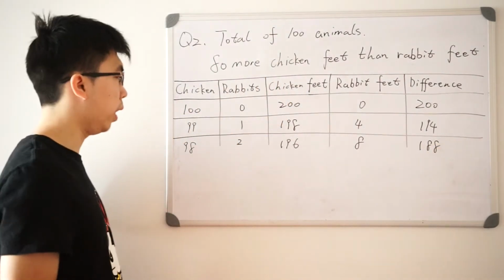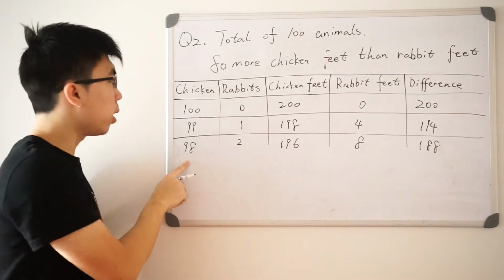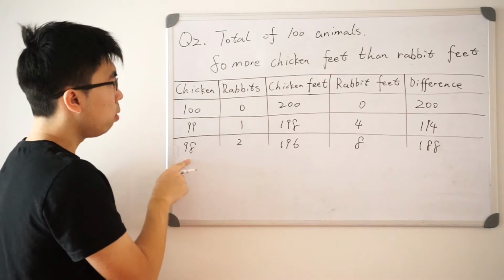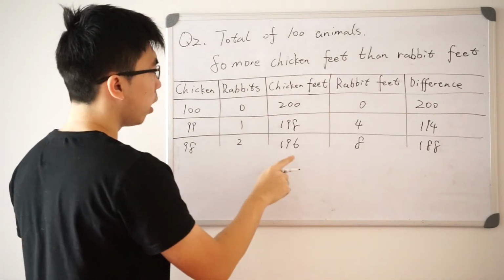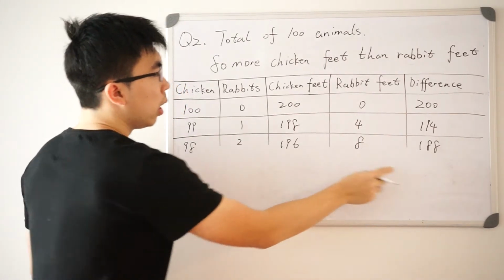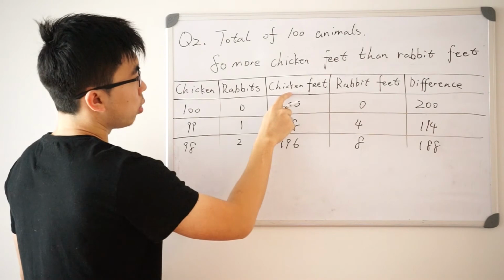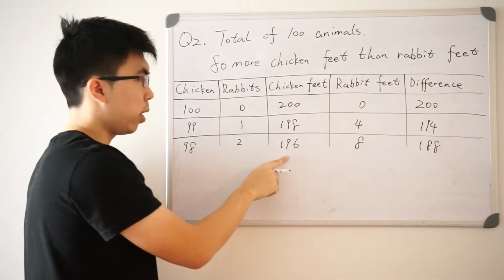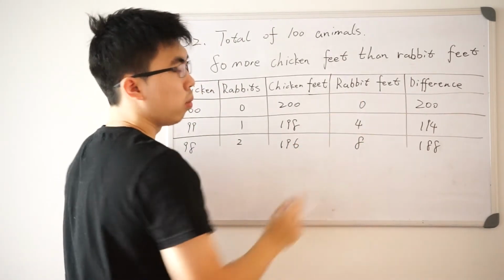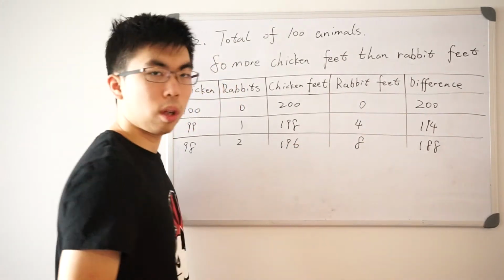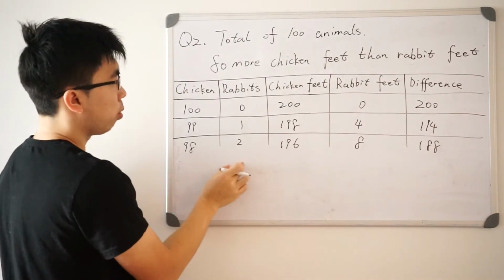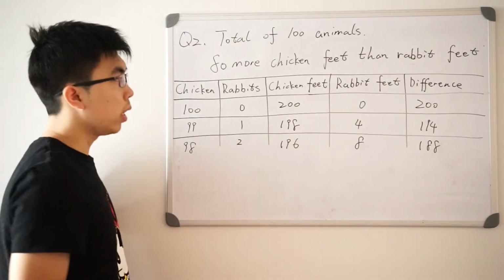So for every replacement of chicken with rabbit we do, the number of chicken goes down by 1, the number of rabbits goes up by 1, and the number of chicken feet goes down by 2. The number of rabbit feet goes up by 4. The difference now is, since the number of chicken feet goes down by 2, the difference would go down by 2, and since the number of rabbit feet went up by 4, the difference would go down by a total of 6. For each replacement of chicken with rabbit we do, the difference goes down by 6.